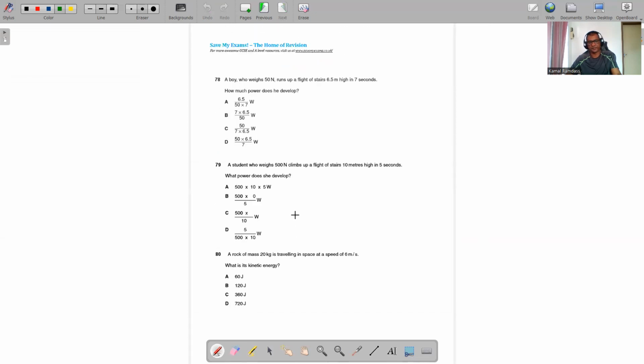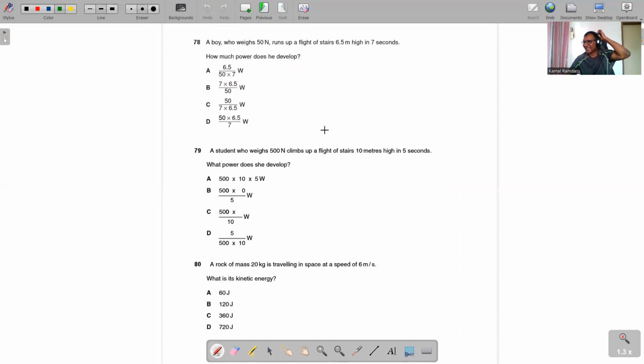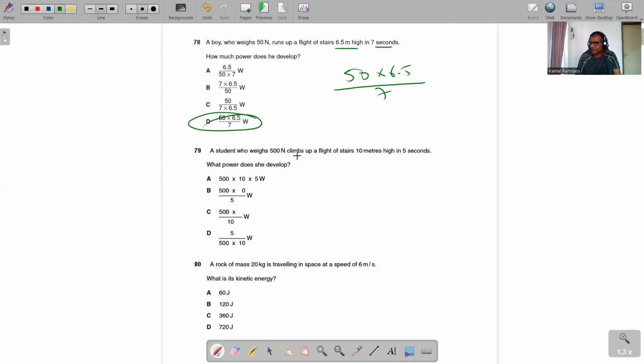A boy who weighs 50 newtons runs up a flight of stairs 6.5 meters high in 7 seconds. How much power does he develop? Bon, 50 fois 6.5, nous finissons connaître, raise in potential energy divided by 7. 50 fois 6.5 divided by 7. A student who weighs 500 newtons climbs up a flight of stairs 10 meters high in 5 seconds. What power? 500 multiplié par 10 divisé par 5.